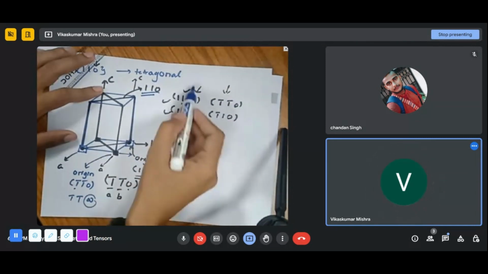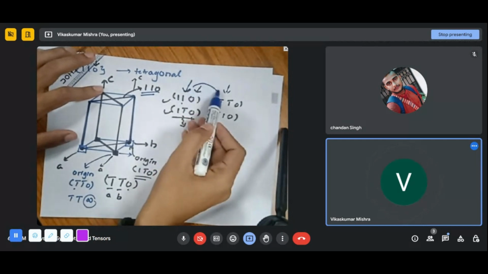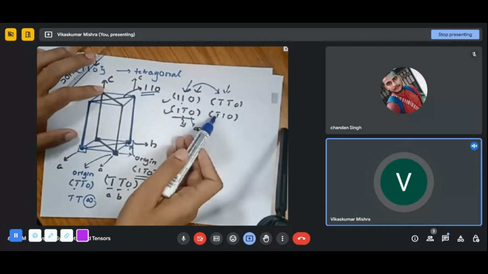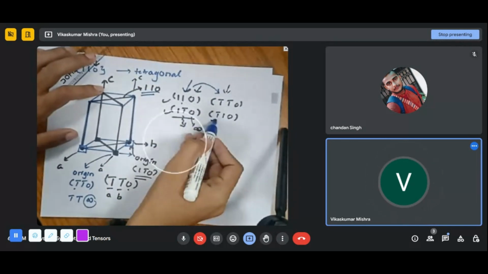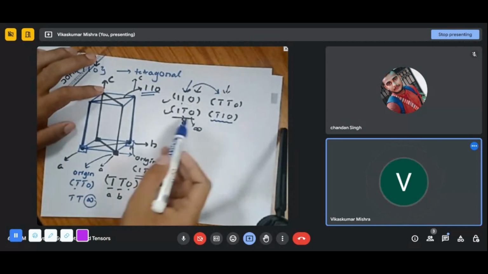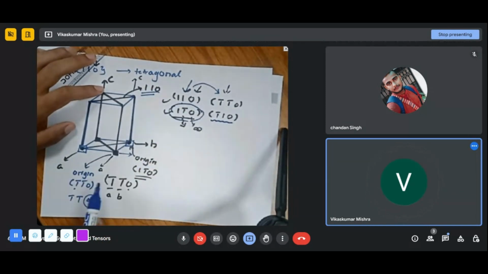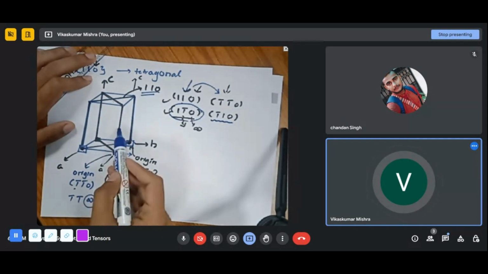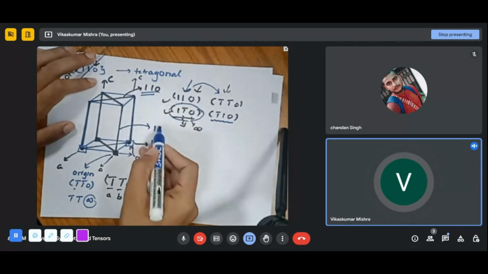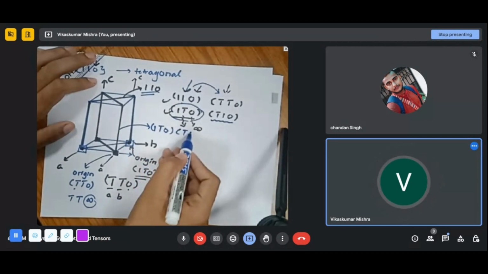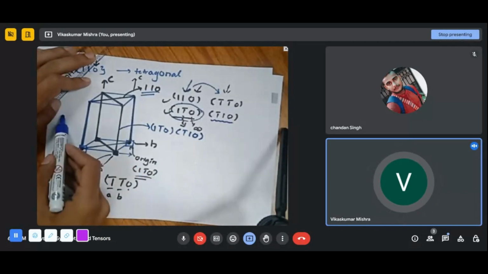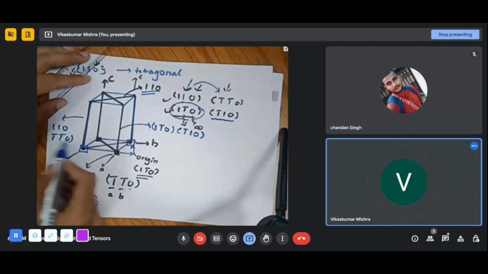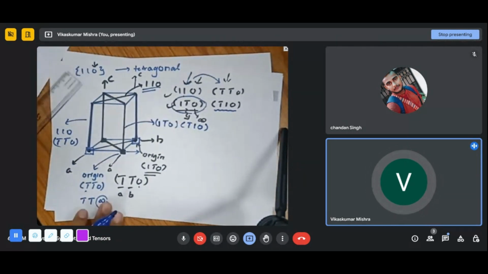If I take any plane and make a negative of it, just negative in all the directions, 110 will be 1 bar 1 bar 0. 1 bar 0 will be 1 bar 1 0. We don't even need to draw this 1 bar 1 0, since we know it will coincide with 1 bar 0, and 1 bar 0 was this particular plane, not the set, this is only one. On this plane, our 1 bar 0 will lie, also our 1 bar 1 0 will lie, and here we have already shown that 1 1 0 will lie and 1 bar 0 will lie. That's how we solve the first part of it.